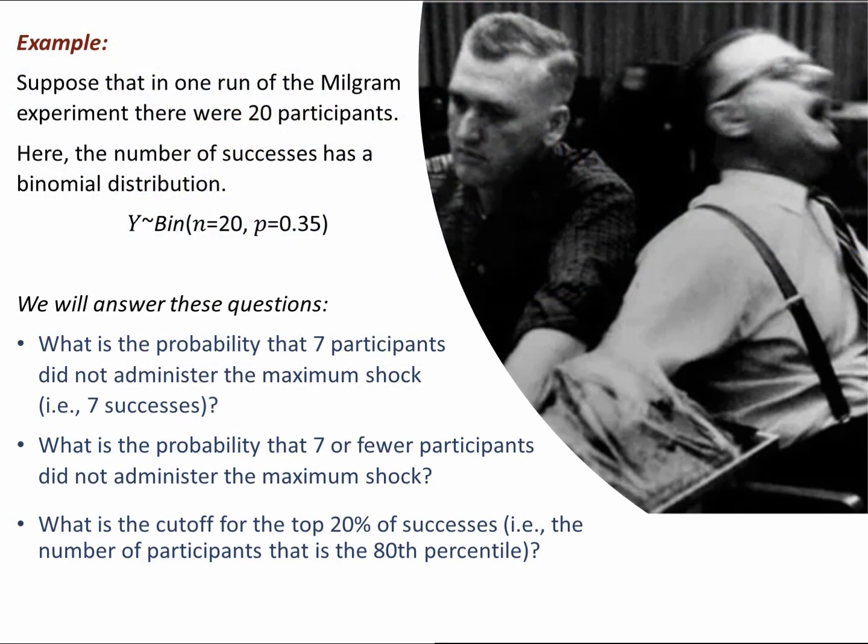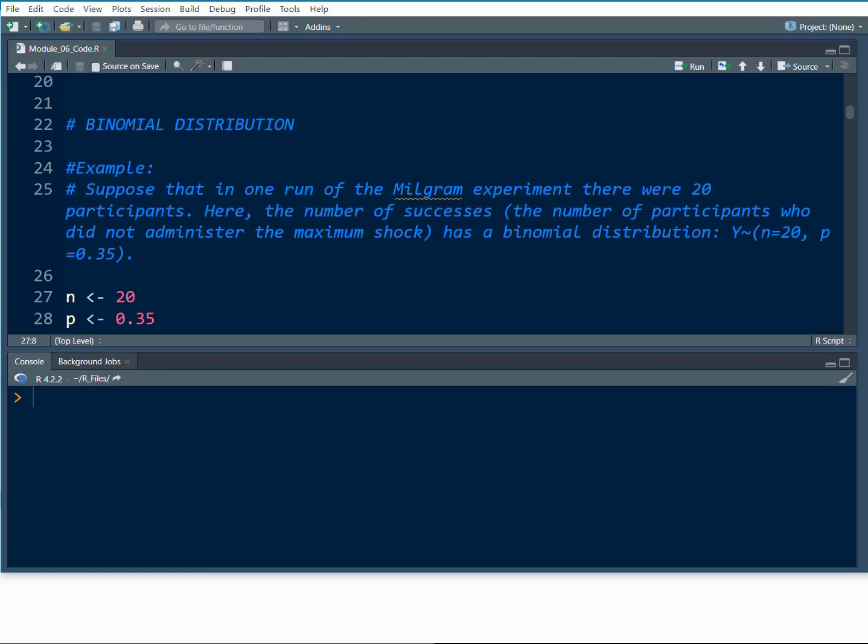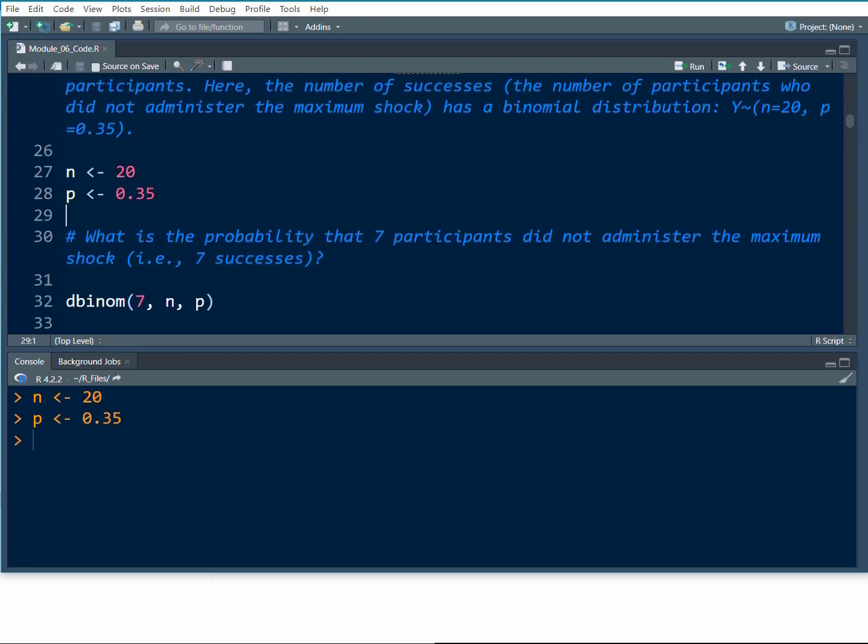Suppose that in one run of the Milgram experiment there were 20 participants. Here, the number of successes, that is, the number of participants who did not administer the maximum shock, has a binomial distribution with n equals 20 and p equals 0.35. Let's go ahead and define n to be 20 and p to be 0.35 in R.